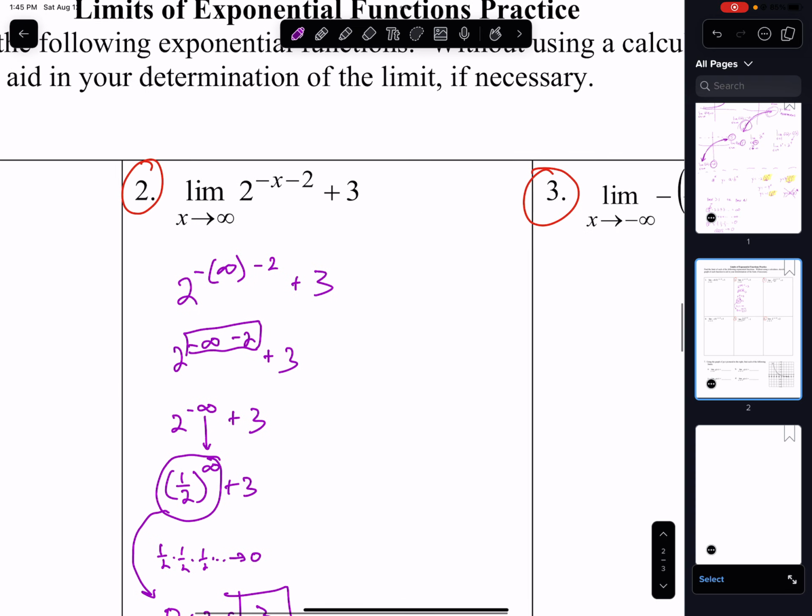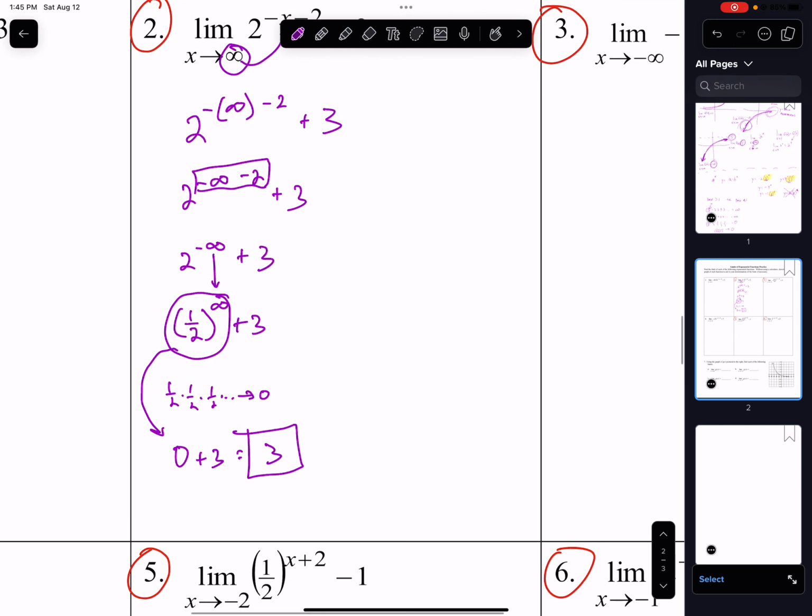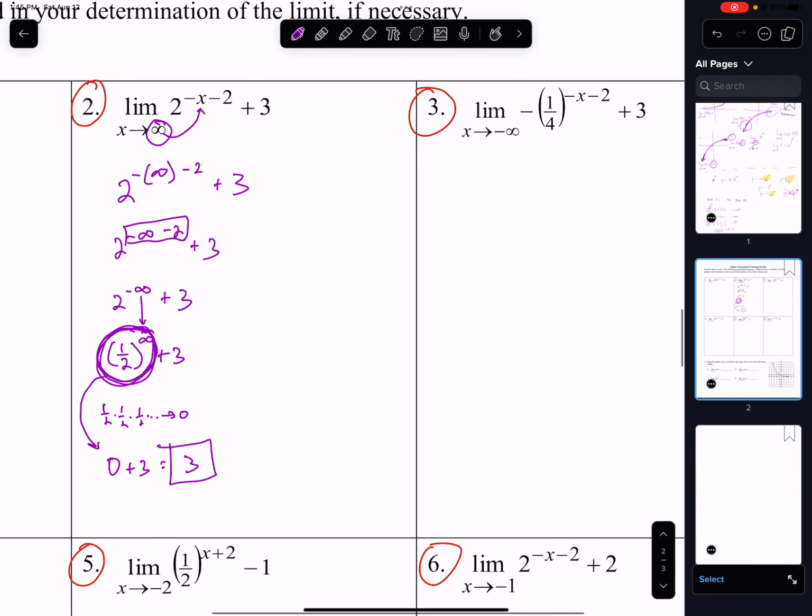So that's how I would do this limit. I would take the infinity, plug it in for x, and then do a numerical analysis like this. And the whole key is you want to get it down to a number to the positive infinity, and then decide, does that number go to 0 or does that number go to infinity?